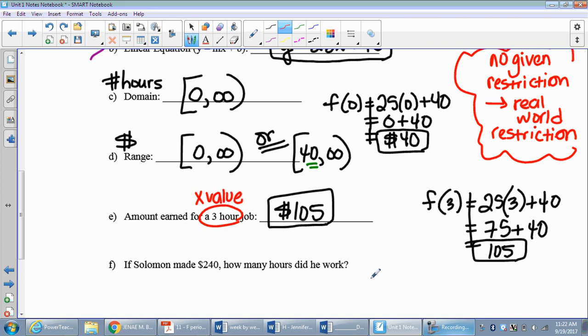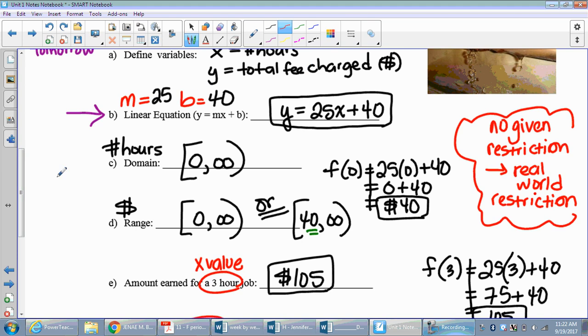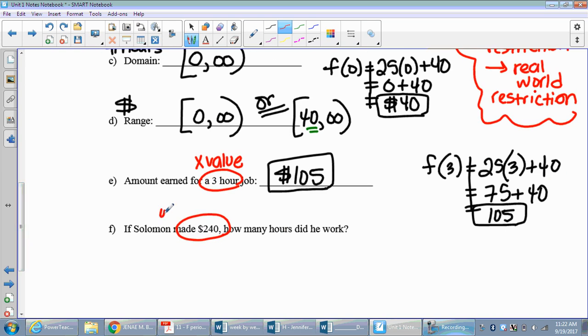F says if Solomon made $240, how many hours did he work? So now we know the money. Money is my Y value. So this is a Y value. So now we're going to plug this in for Y and solve for X. That will look like 240 equals 25x plus 40.